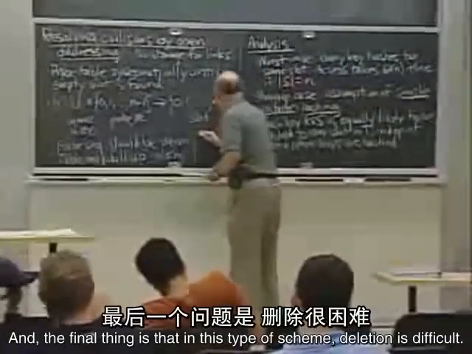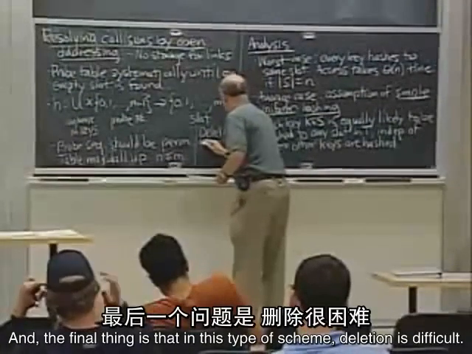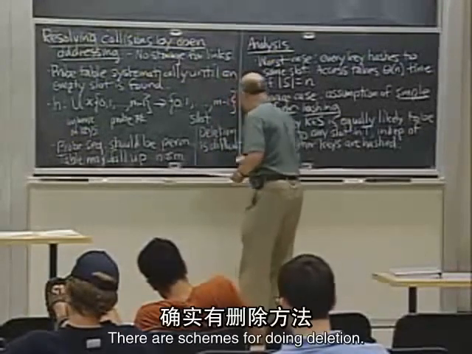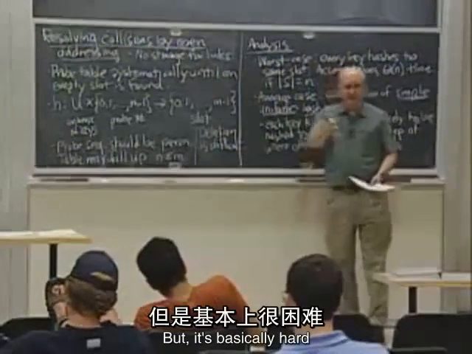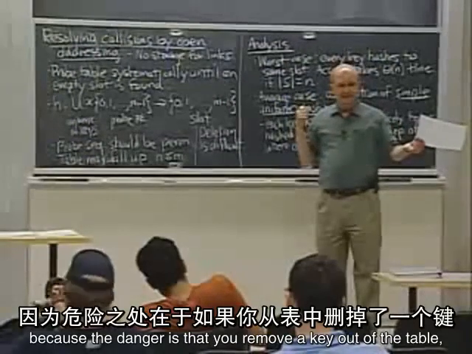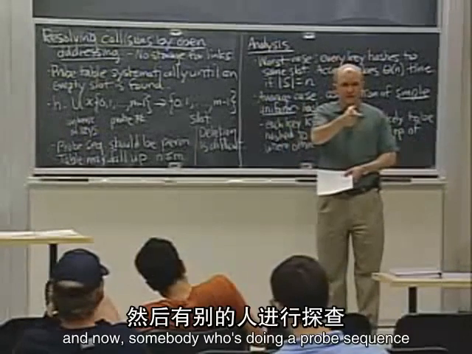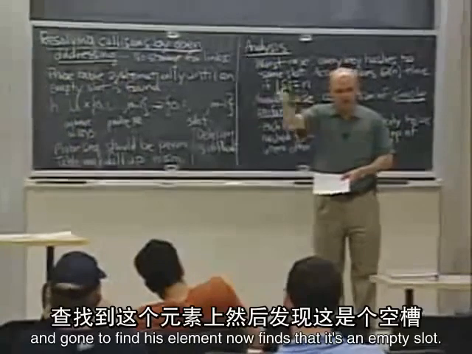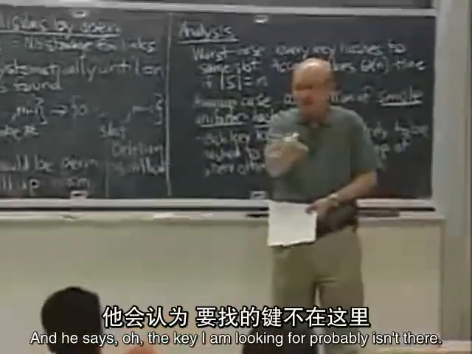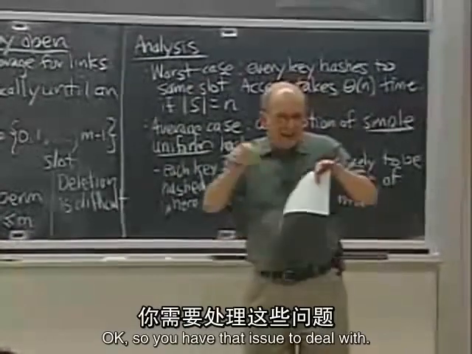And the final thing is that in this type of scheme, deletion is difficult. It's not impossible. There are schemes for doing deletion, but it's basically hard because the danger is that you remove a key out of the table, and now somebody who's doing a probe sequence who would have hit that key and gone on to find his element now finds that it's an empty slot, and he says, oh, the key I'm looking for probably isn't there. So you have that issue to deal with.